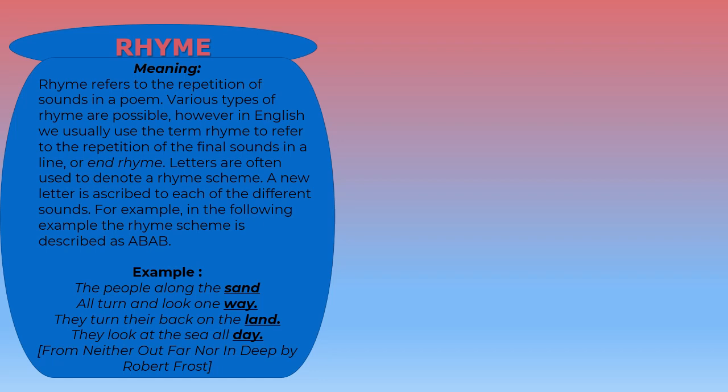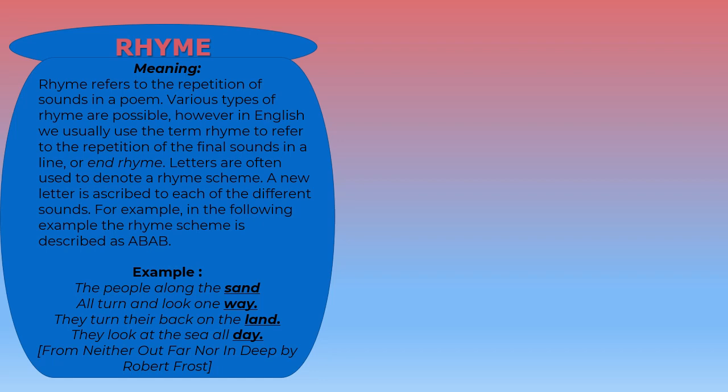Nah, jadi contohnya di sini sudah ada ya untuk rhyme-nya. The people along the sand, bunyi D ya. All turn and look one way. Way, bunyi Y. They turn their back on the land. Jadi balik lagi land-nya itu sama dengan sand yang di baris pertama. And then they look at the sea all day. Jadi day itu disamakan dengan way. Jadi rhyme-nya itu A, B, A, B. Sand dengan land, way dengan day.